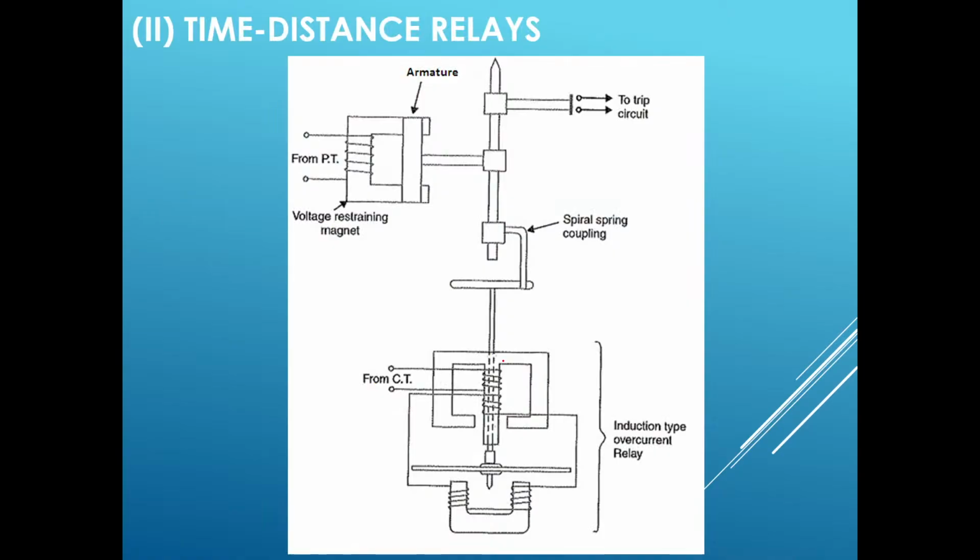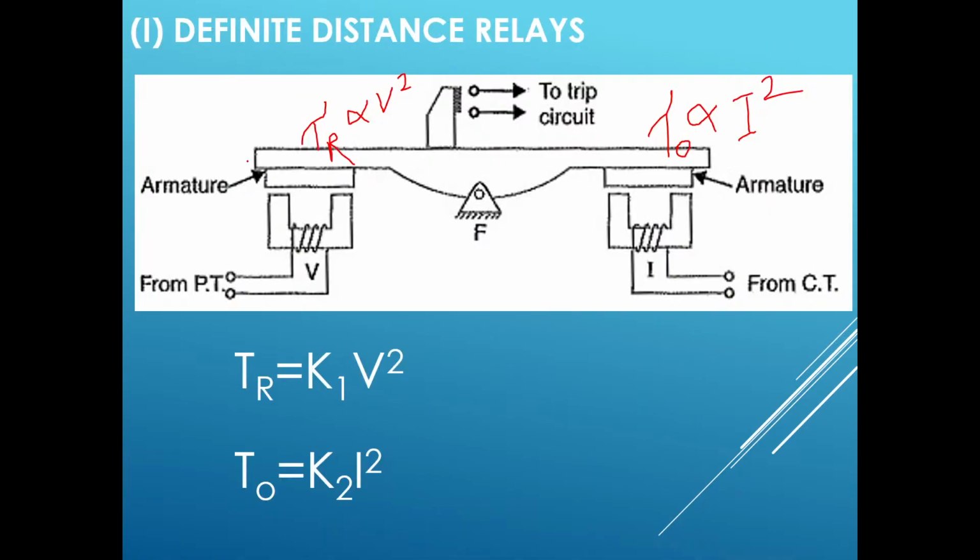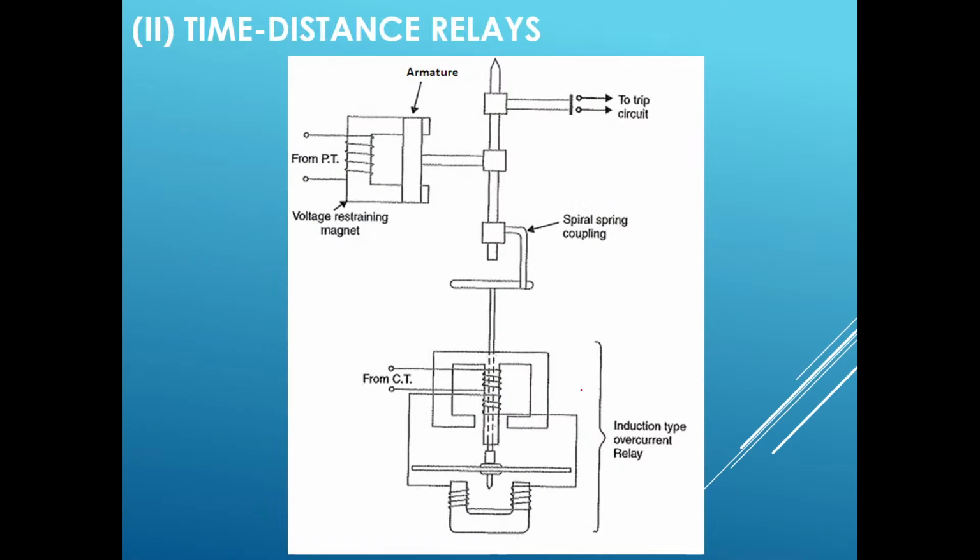Whereas in the previous case, which I didn't mention, the time of operation of that relay is always fixed irrespective of the location at which the fault has occurred. But for this particular relay, the time of operation will vary depending on the location of the fault.